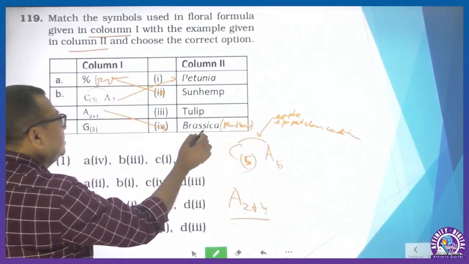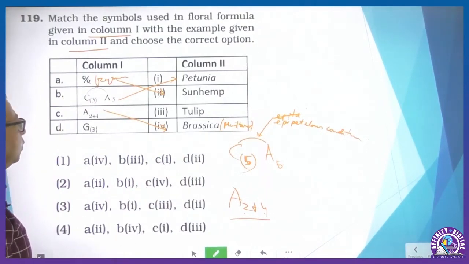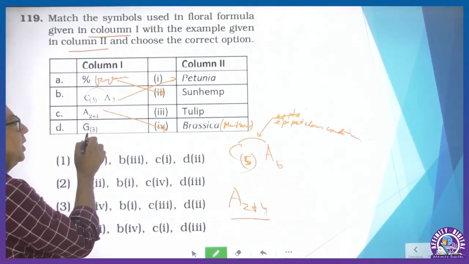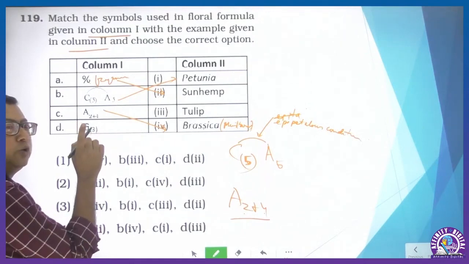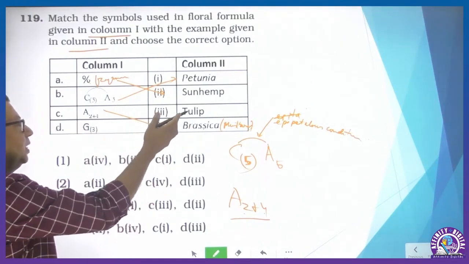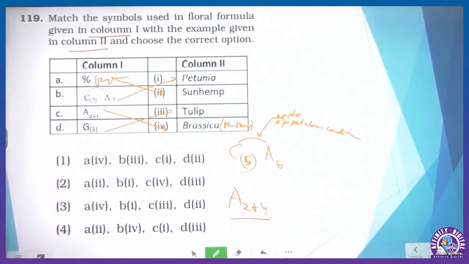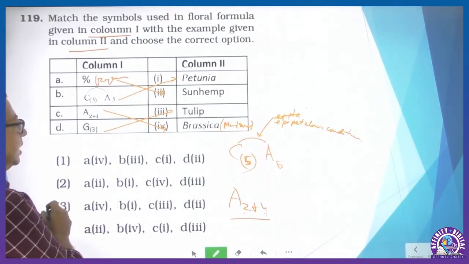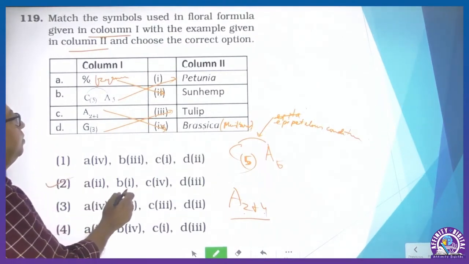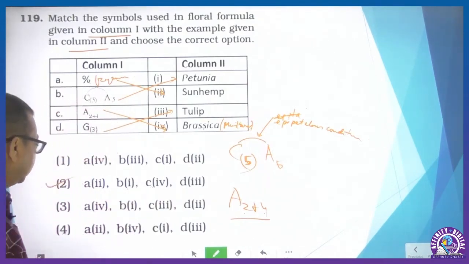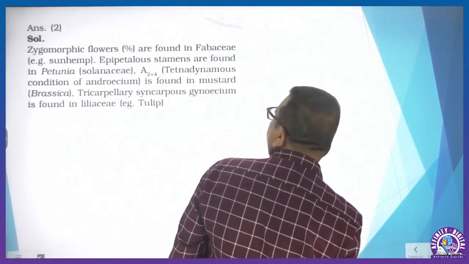Mustard plants belong to which genus? Brassica. So C4. And this symbol represents tricarpellary syncarpous gynoecium. Tricarpellary syncarpous gynoecium is found in all plants belonging to Liliaceae. Liliaceae family का यहाँ पे कौन सा plant दिया हुआ है? तो tulip. So D3. So A2, B1, C4, D3. तो आंसर होगा A2, B1, C4, D3. ठीक है, सो आंसर होगा ऑप्शन नंबर 2. ऑप्शन नंबर 2. ठीक है.